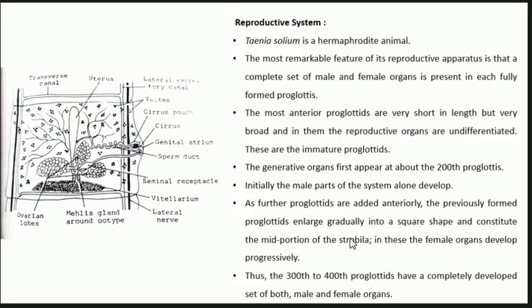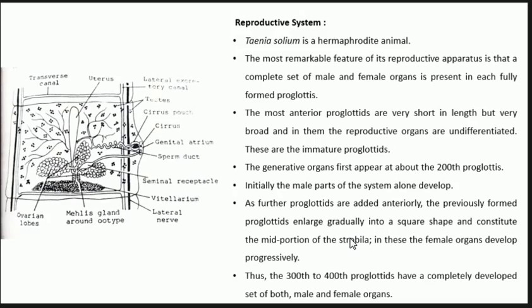Now we will talk about the reproductive system of Taenia solium. It's a hermaphrodite animal. Okay, it will have both male and female genital organs within one area. So the most remarkable feature of the reproductive apparatus is that a complete set of male and female organs is present in each fully formed proglottid. So we are talking about the mature proglottid, remember.